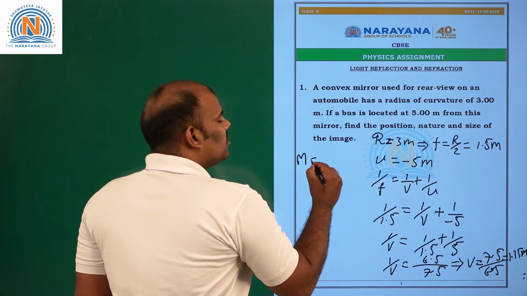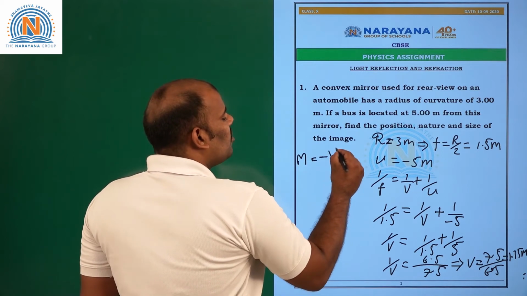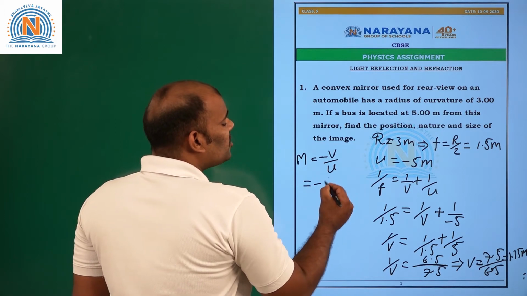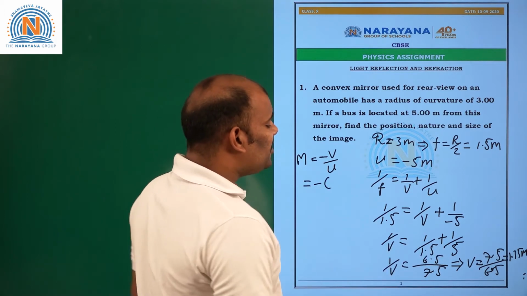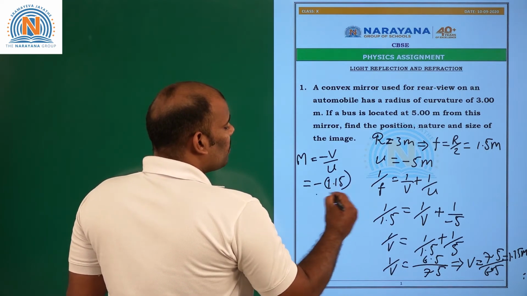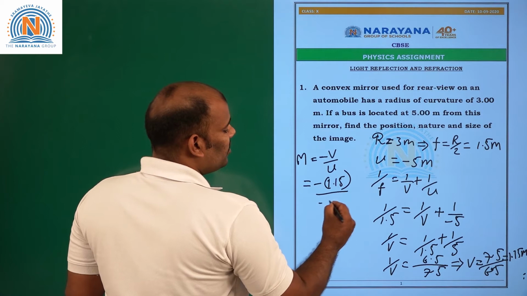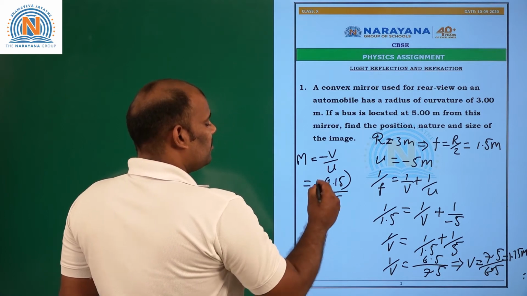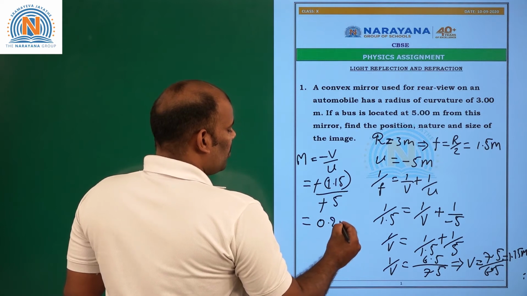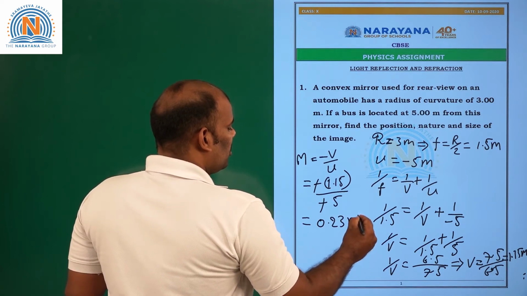That is m is equal to minus v over u. Minus of, what is the value of image? Image distance 1.15 over u is equal to minus 5. Minus minus gets cancelled. So you will get 0.3 meter.